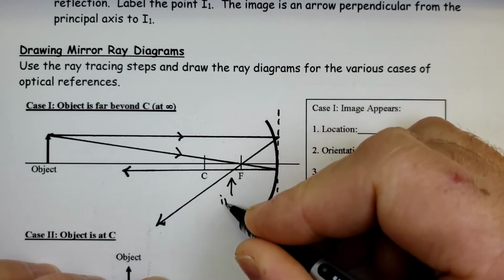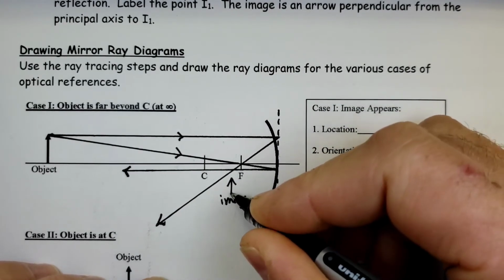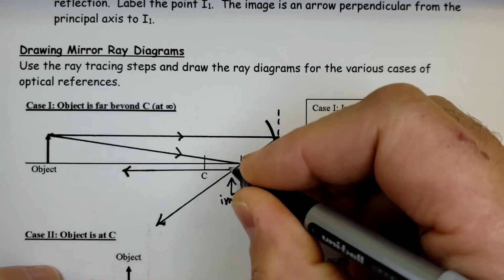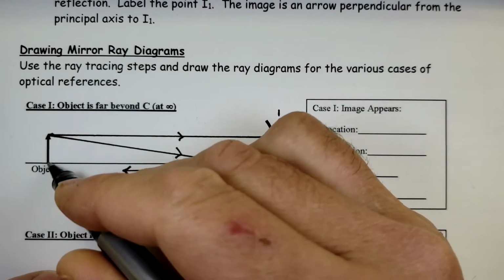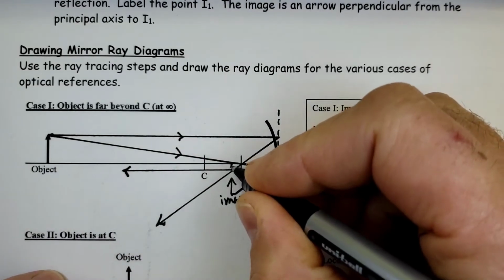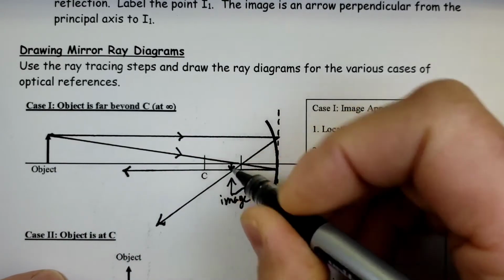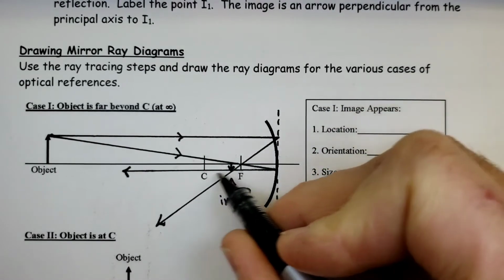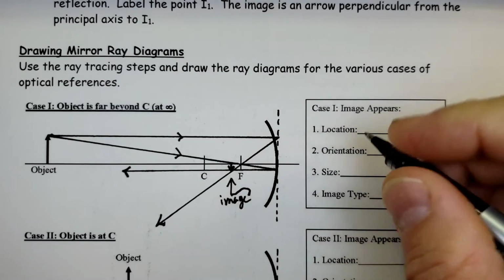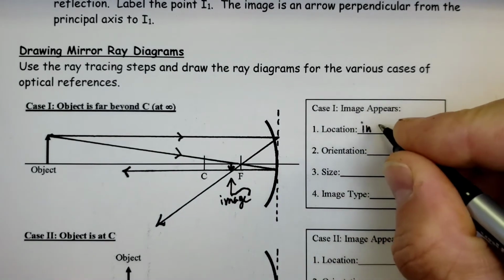Now it's kind of confusing because I'm drawing arrows here, but the image will look like this. So the top of the arrow will be there. The bottom of the arrow is touching the principal axis. So we can see it's inverted and just really tiny right there. Okay, so we see that the image is in between F and C.